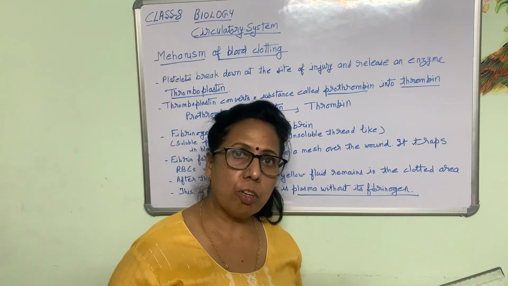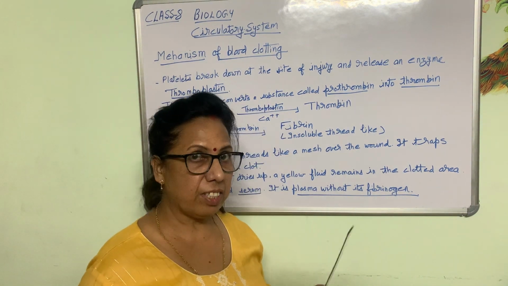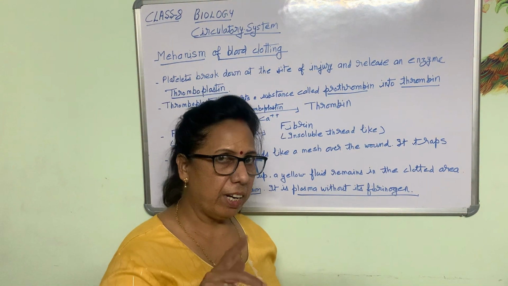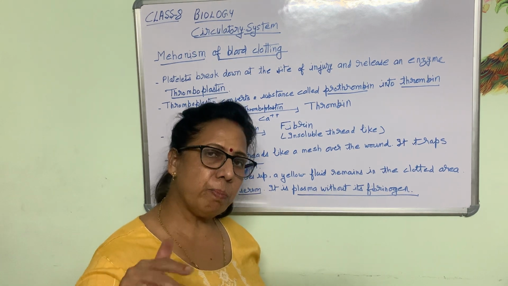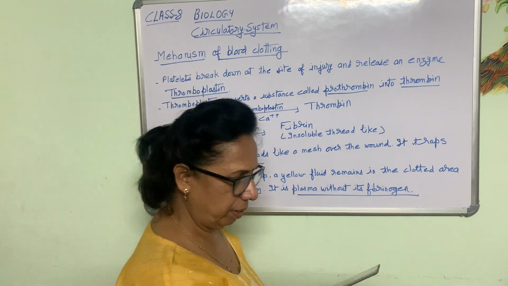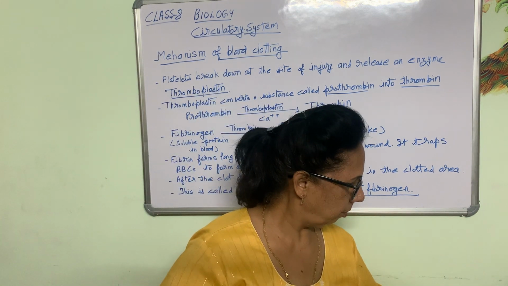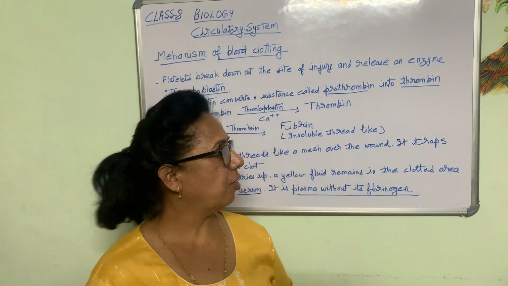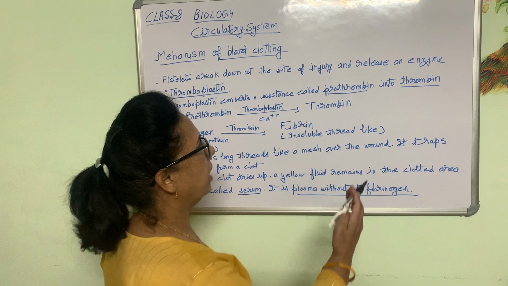Fibrin is an insoluble, fiber-like protein. When it forms fiber-like, mesh-like structures over the injury, then what happens? Blood corpuscles come and get entangled.